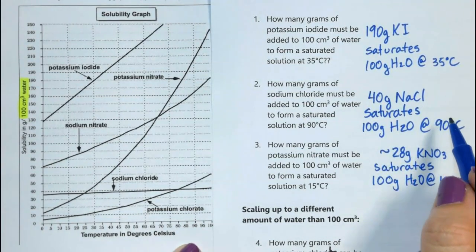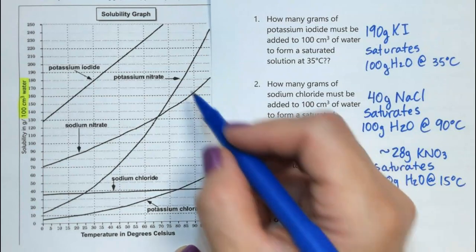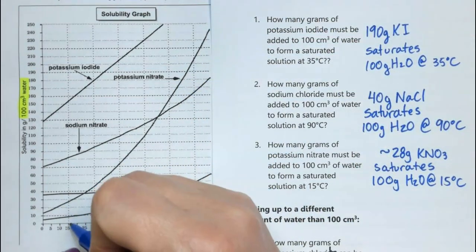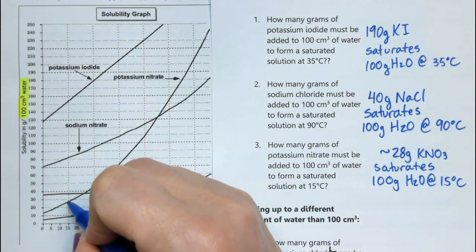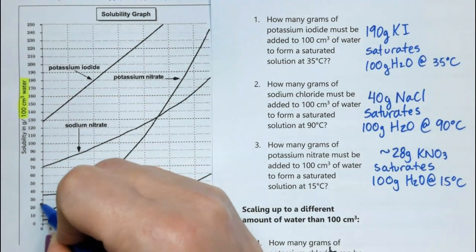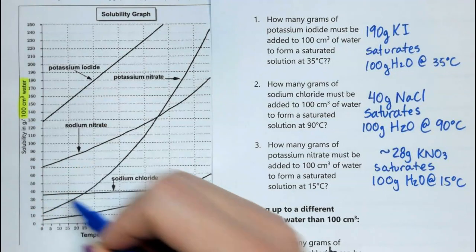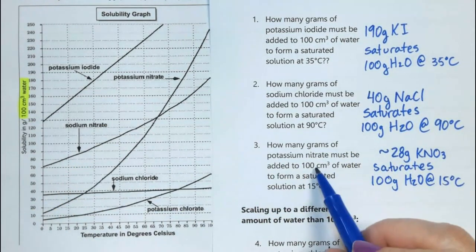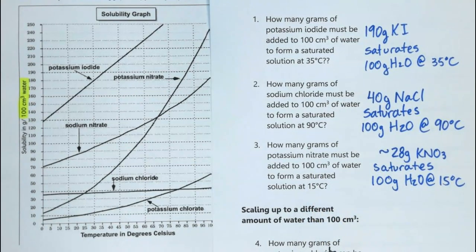For the KNO3, potassium nitrate, that's this curve right here, at 15 degrees. If I go to the KNO3 curve, I land here, and if I go to the left, it's approximately 28 grams, give or take. That'll saturate 100 grams of water at 15 degrees Celsius.